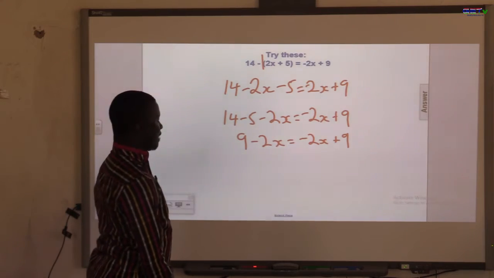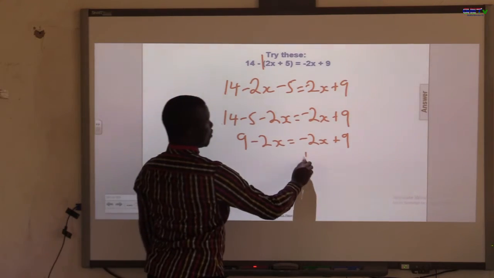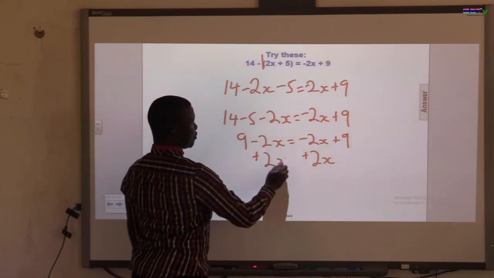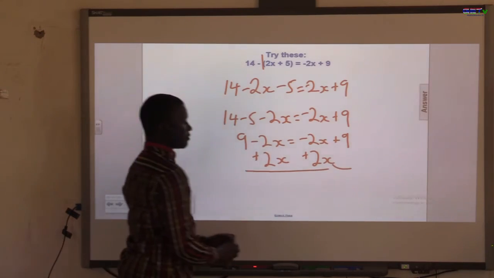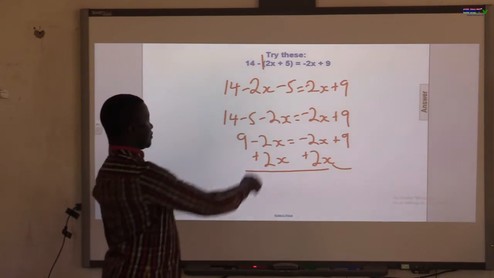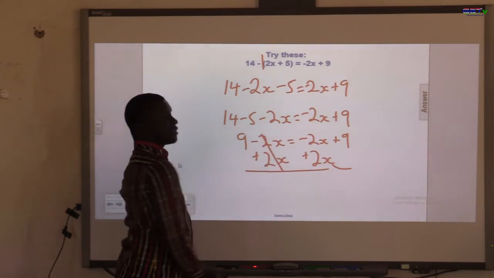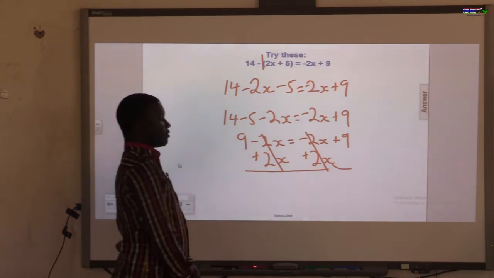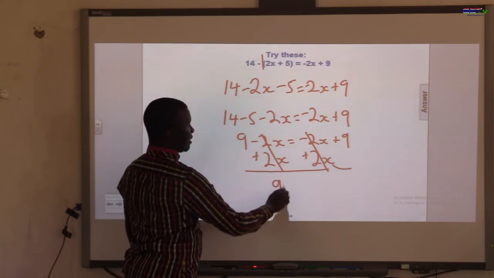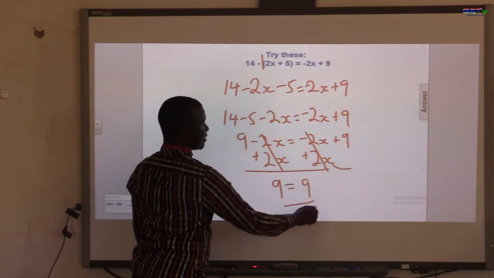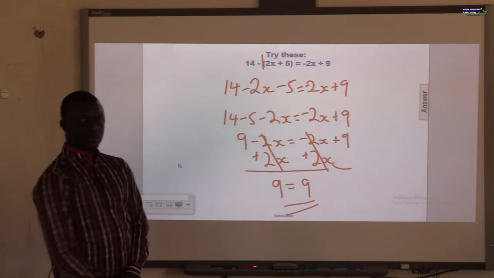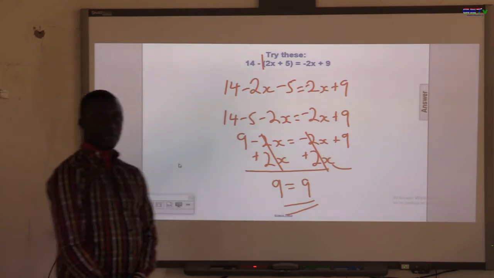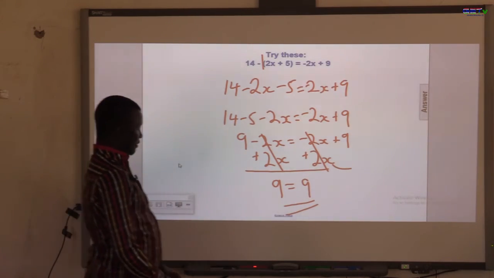And then next, what we have to do is to undo our negative 2x by adding 2x onto both sides. Negative 2x plus 2x is 0. So we have 9 equals 9. This is an identity, and any value can make this equation a correct one.